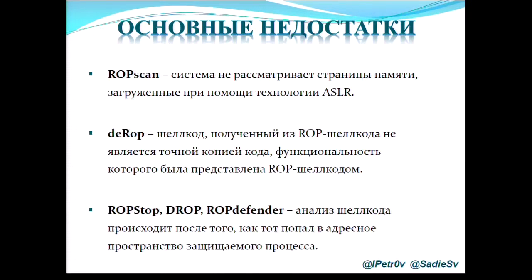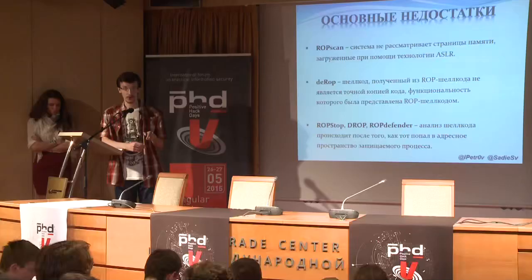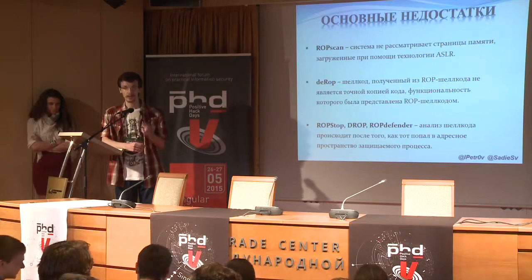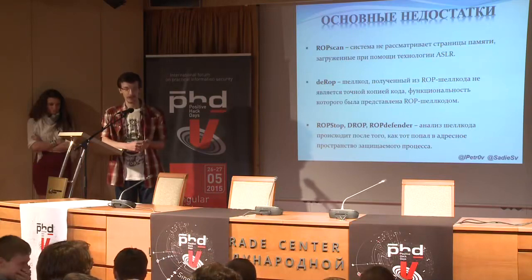Which leads us to the situation where it's possible to write shellcode which will not be detected by the ROP scan system. The main deficiency of the ROP system is the fact that the shellcode acquired after the transformation is not a pure copy of the shellcode whose functionality was defined by the given shellcode, which leads us to the following situation.